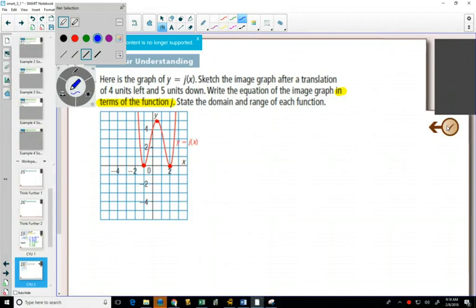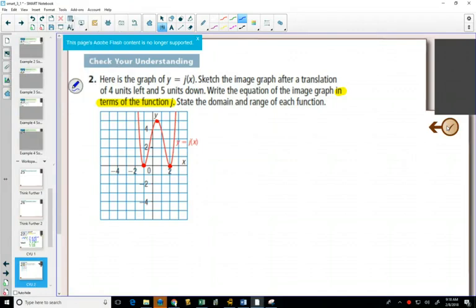And I'm going to take those points, move them 4 to the left and 5 units down. So we'll count 1, 2, 3, 4, and 5 down. There's that point. 1, 2, 3, 4, and 5 down. And once I have those points, I'll draw the same shape. Make sure I add my arrowheads on the end of the graph. And there is the graph.